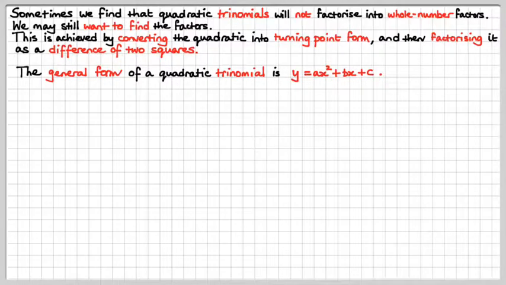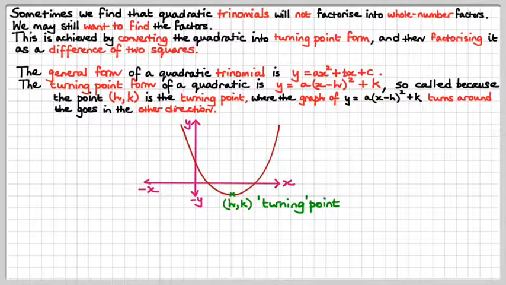Alright, the general form of a quadratic trinomial, as you know by now, is y equals ax squared plus bx plus c. Now, the turning point form of a quadratic is quite different. It's y equals a, that's some constant, into open bracket x minus another constant, all squared, plus a third constant. It's so called turning point form because this point here, h and k, whatever those numbers are, is the turning point.